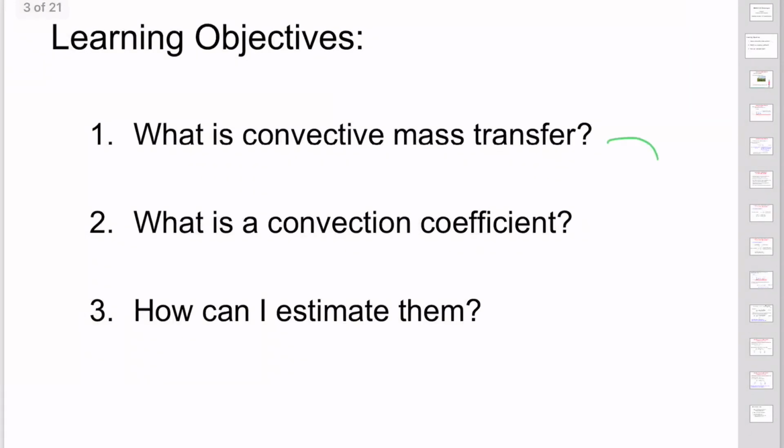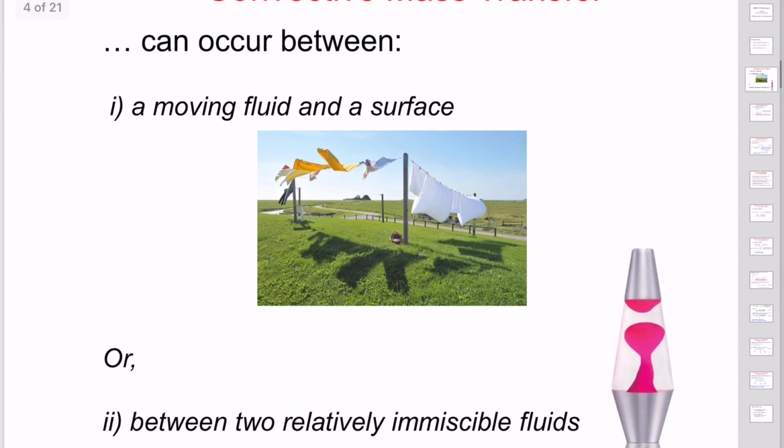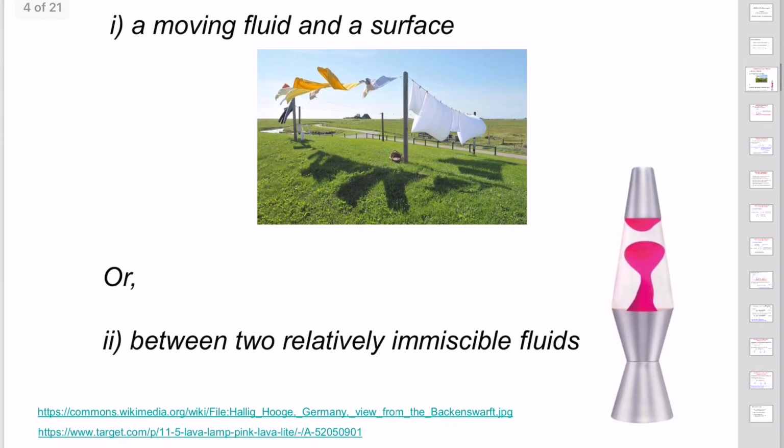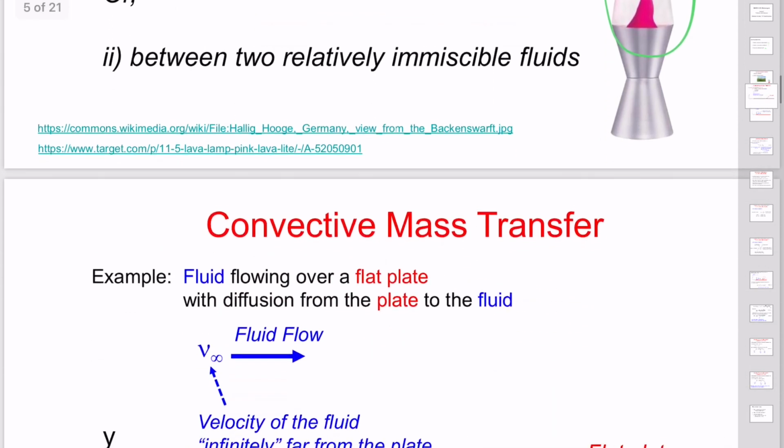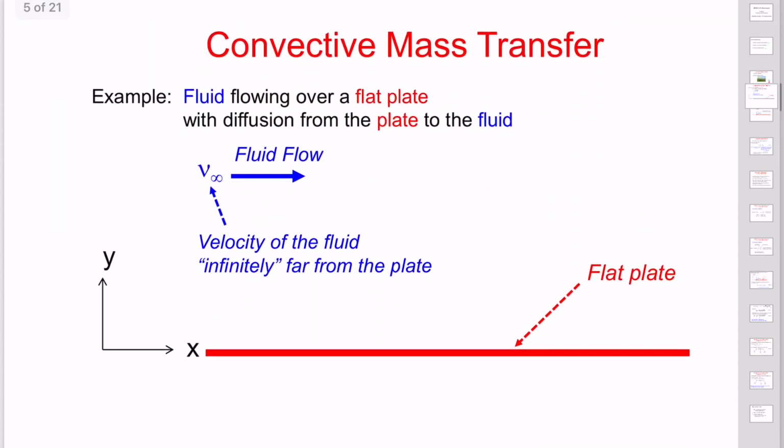Today we're going to learn about what is convective mass transfer, what is the convection coefficient, and how to estimate them. So convection can occur between a moving fluid and a surface, like the clothes, or between two immiscible fluids, like the fluids in a lava lamp. We're just going to talk about a surface today, moving fluid and a surface.